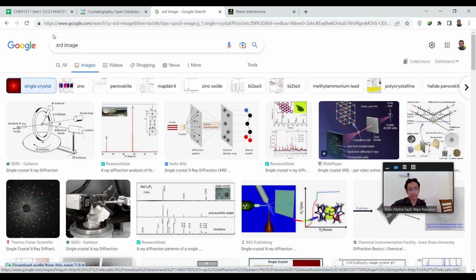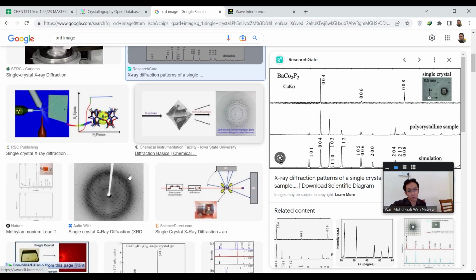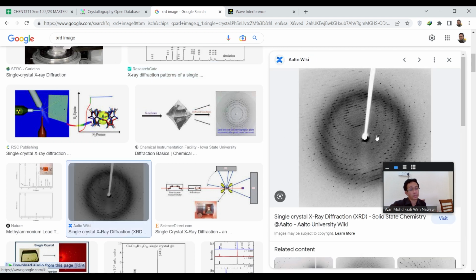What you saw just now, the one that is sharp like this, is a peak pattern. Normally you get this pattern when you deal with a polycrystalline sample, something that is not single crystal. But if you have a sample that is single crystal, it's much better to use a picture like this. It's much more accurate. Not accurate, meaning that you get more information.